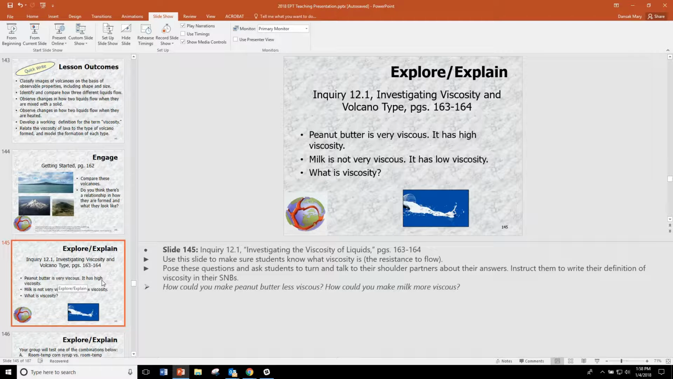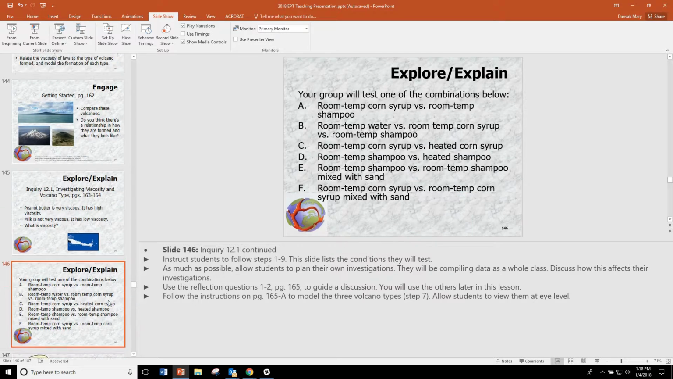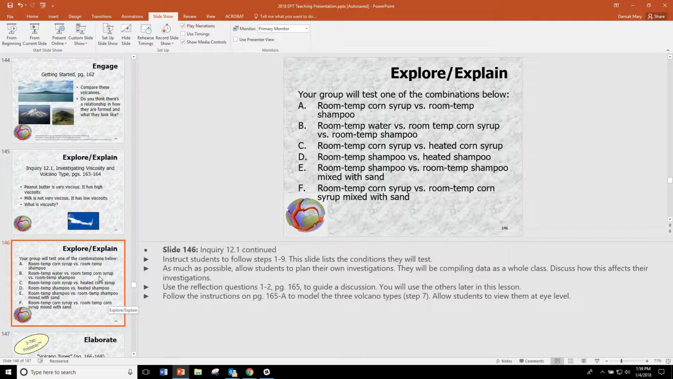12.1 is an Investigating Viscosity and Volcano Type lab. First, you want to introduce the word viscosity and viscous. Students then compare a variety of combinations of substances, and those are listed here on this slide, and they are also in your book. Again, we encourage you to go over this several times yourself before trying to explain it to students, or you can end up with kind of a big mess.